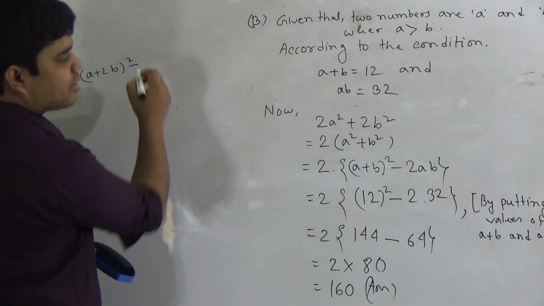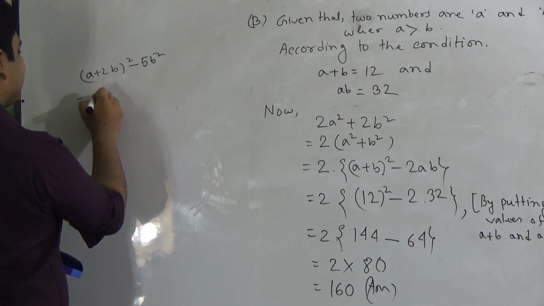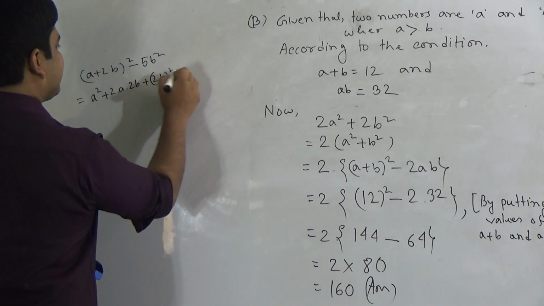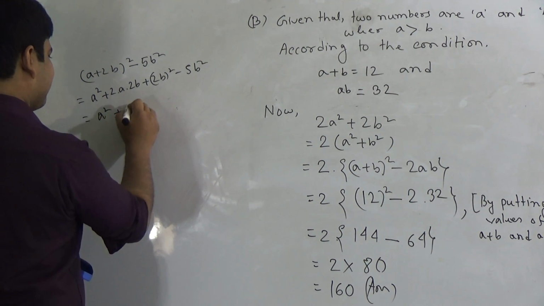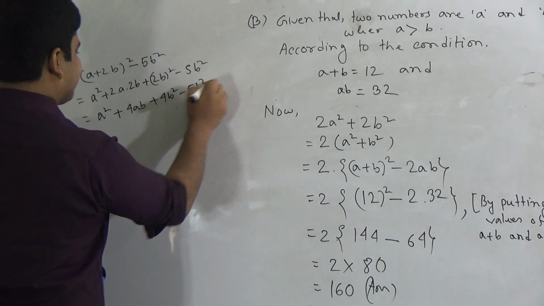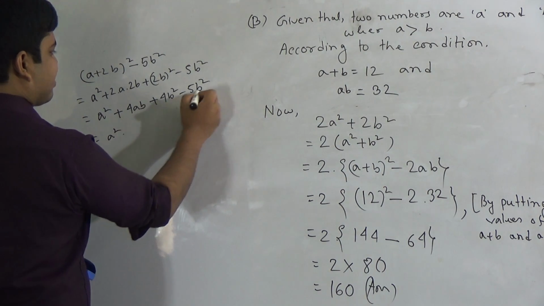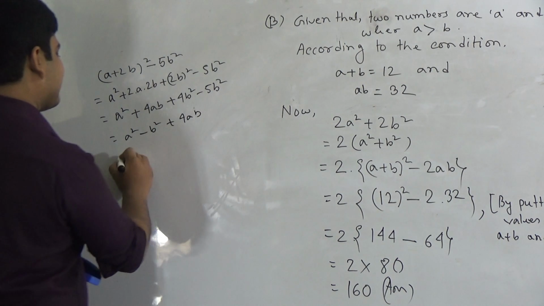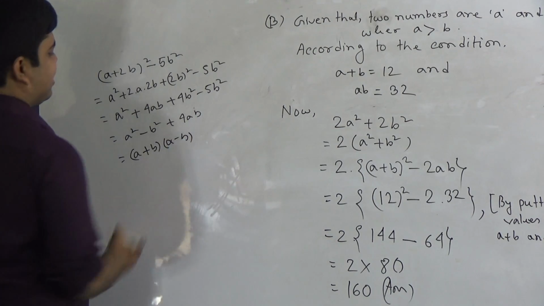Okay, so first of all, please notice here the left hand side is (a + 2b)² − 5b². If I expand the square, then a² + 2·a·2b + (2b)² − 5b². So a² + 4ab + 4b² − 5b². If we subtract 5b² from 4b², then we get −b² + 4ab, and we know that a² − b² means (a + b)(a − b).